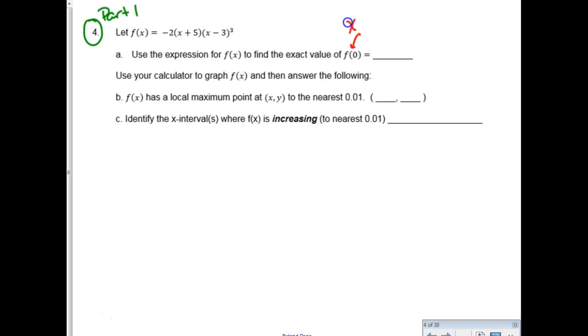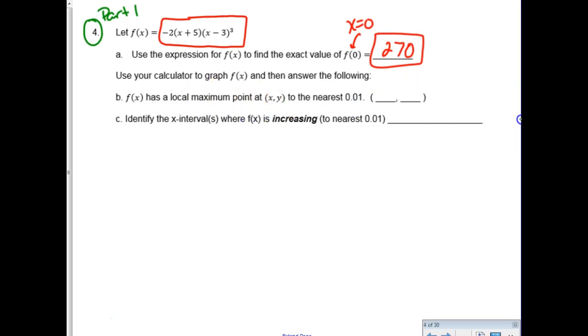You just need to plug in x equals 0. That's what that means. So you can either do this in your home screen, or you could type it in y equals and look at your table. But let's see, I think I already did this one and I got 270 for my answer. And then use your calculator to calculate the local maximum point, an xy ordered pair rounded to the nearest hundredth.